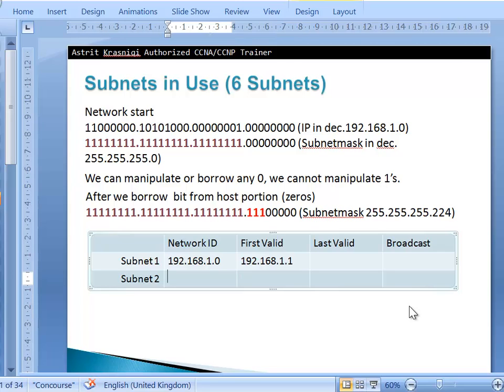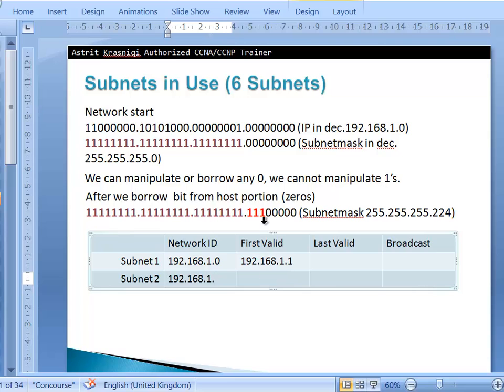So the subnet 2 network ID is going to be 192.168.1. Why do I say that? Because we didn't change the first 3 octets, 192.168.1. Only the last octet changes.